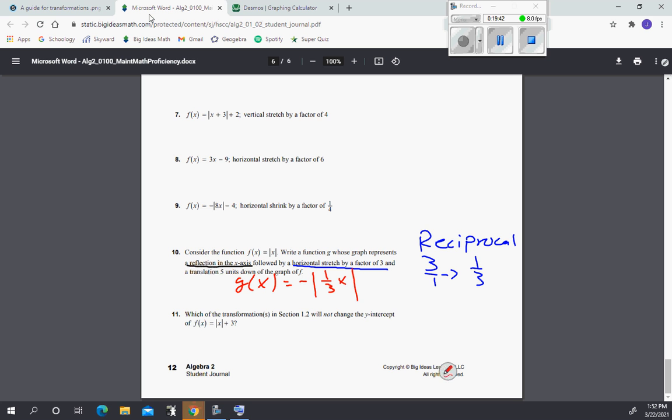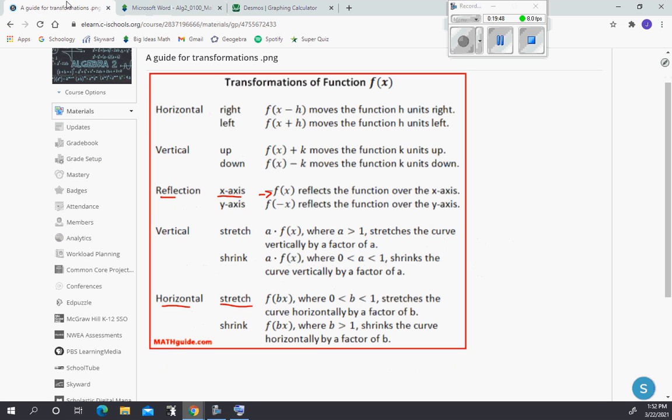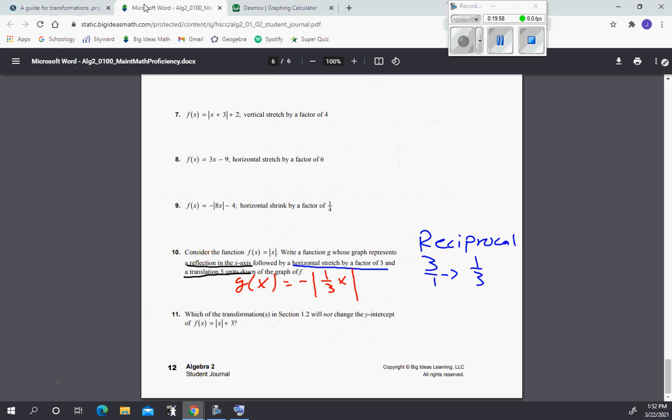And a translation 5 units down. Translation 5 units down. Let's go here. 5 units down. Down, minus k. That's it. So minus the 5 after everything, and we're done.